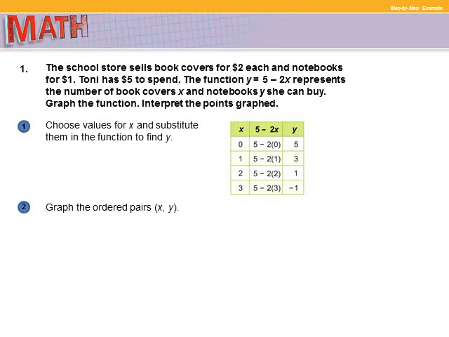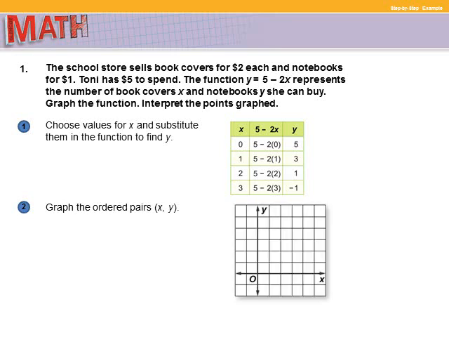Third one, we're going to pick the 2. 5 minus 2 multiplied by 2, which is 5 minus 4, and this gives me 1. And the last one is 5 minus 2 times 3, which is 6. 5 minus 6 equals negative 1. Okay? Now, let's graph the ordered pairs.